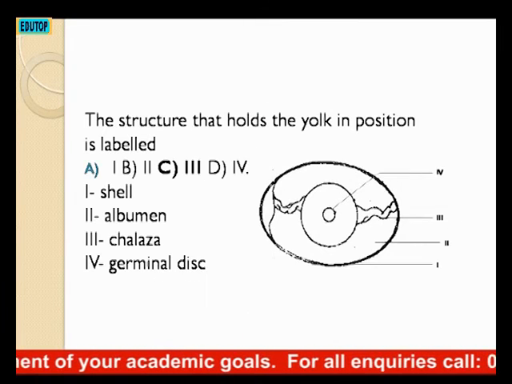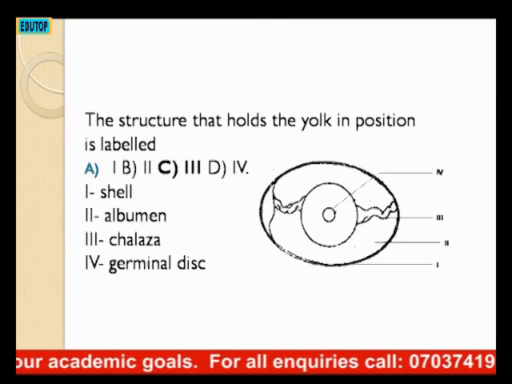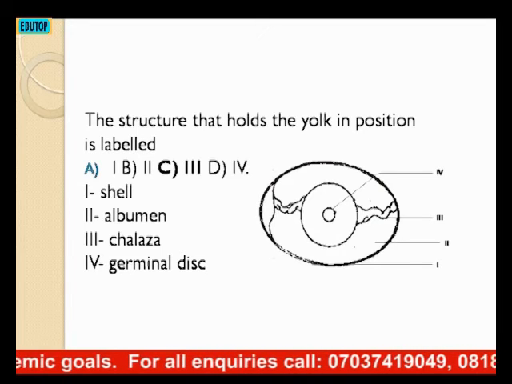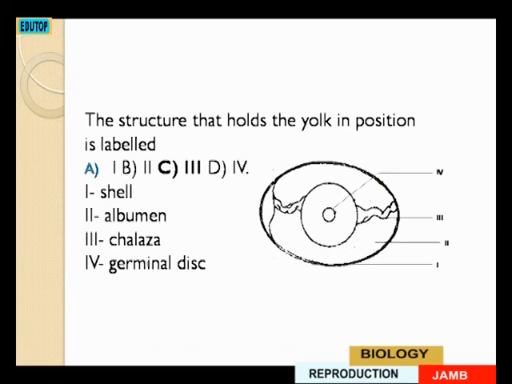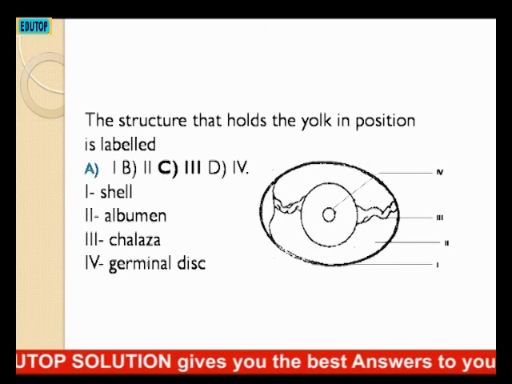Then the next question says the structure that holds the yolk in position is labeled A1, that is shell, B2, that is albumen, C3, that is chalaza, D4, that is germinal disc. The chalaza holds the yolk in position. That's the part that is like thread-like structure that is extending to the shell. So that is what is holding the yolk in position. Chalaza, option C. That's the part labeled 3.